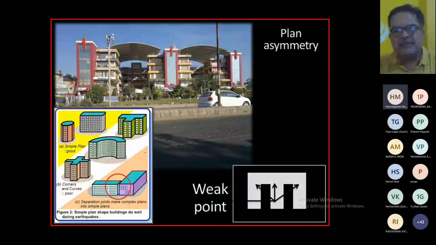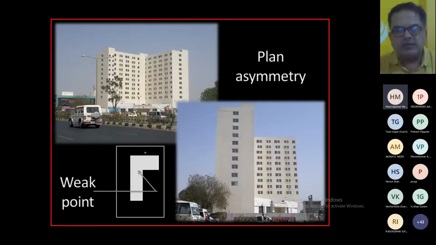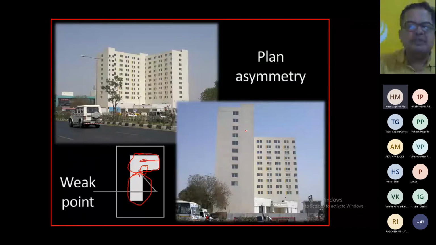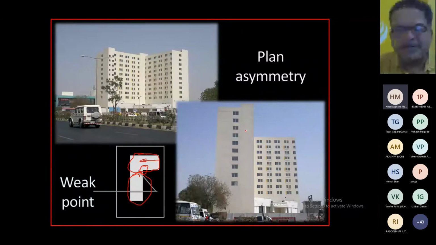right? You can see this is an L type building, and in case of L type, this corner is more vulnerable. What is the reason? The reason is when the shaking takes place in this direction, then this portion and this portion will move in a different way. If it moves in a different way, then this corner is at high risk. Right? So this is known as a re-entrant corner, and this re-entrant corner is always highly stressed during an earthquake.